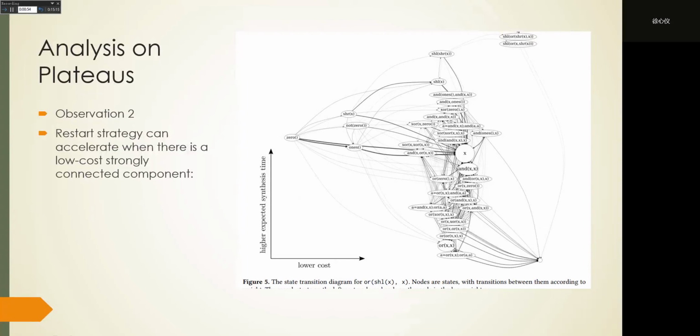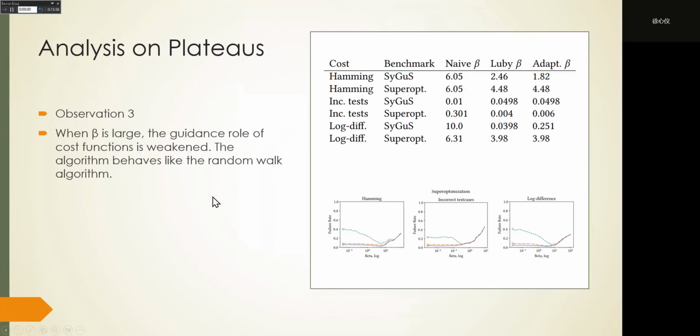So when the search enters this strongly connected component, it cannot easily jump out of it. In the meanwhile, it is not on the necessary path. So if our search jumps into that component, we can just stop the search and restart the overall search. So maybe the next time we start, we can avoid this right upper corner component to accelerate the whole search.